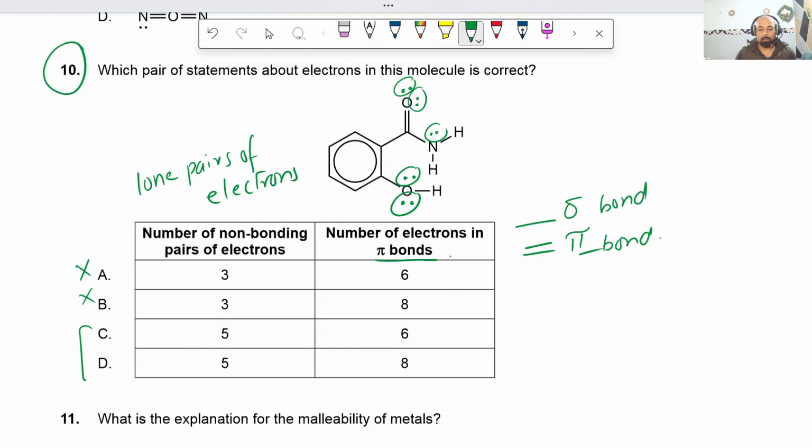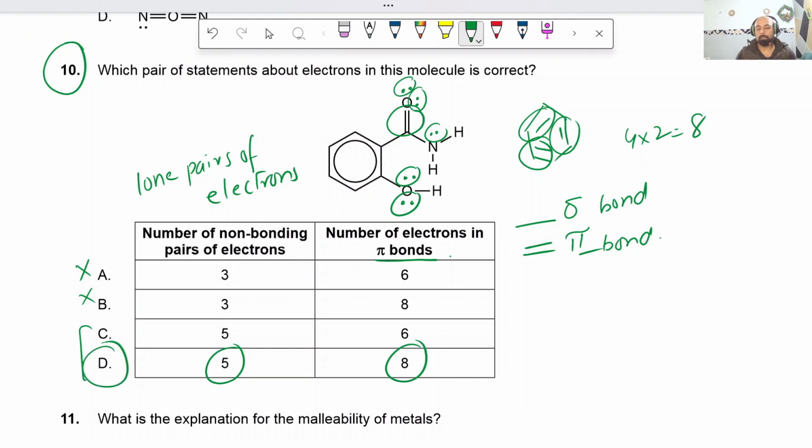Right? Now, number of electrons in the pi bonds. Now we have to understand how many pi bonds there are. Every benzene ring has 3 pi bonds. So there are 3 double bonds in the benzene ring, and 1 double bond is present over here. Every pi bond has two electrons. So we have 4 pi bonds or 4 double bonds: 1, 2, 3, and 4. So 4 times 2 equals 8. So we have 8 electrons. So D is the most appropriate answer for this question.